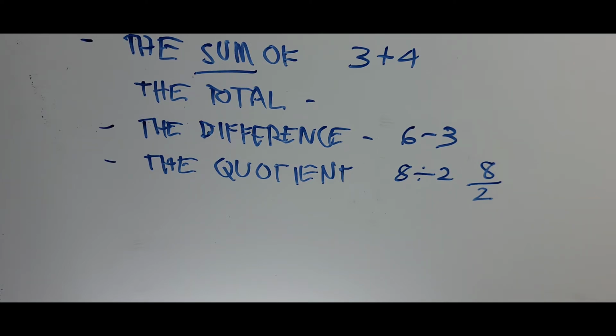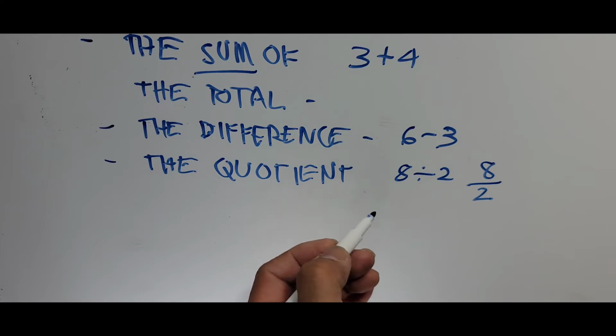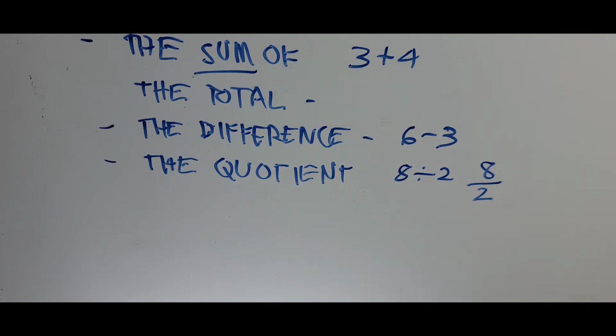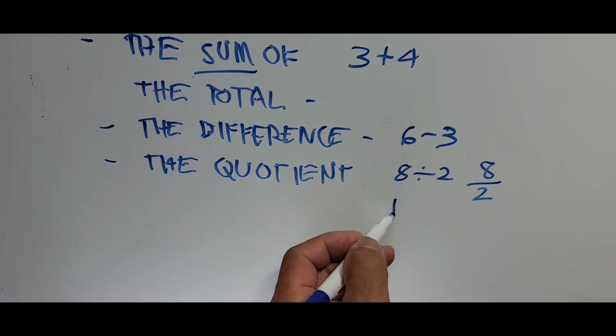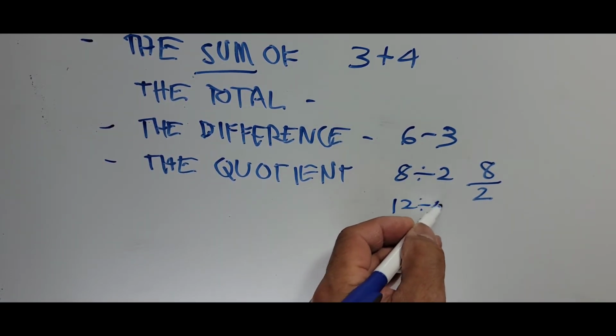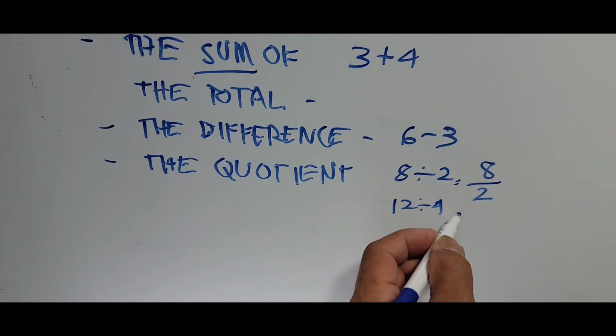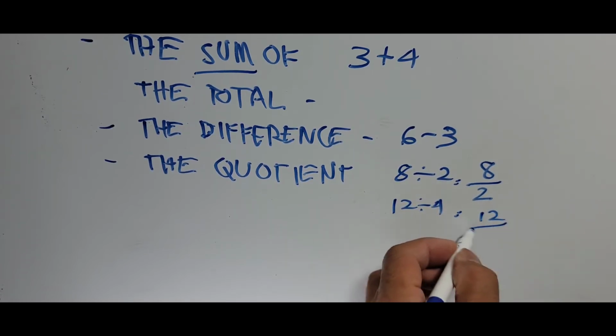So like the quotient of 12 and 4. How would you write it down? 12 and 4? I said 12 first. Normally, the bigger number will be used as the numerator. Right? So 12 divided by 4.